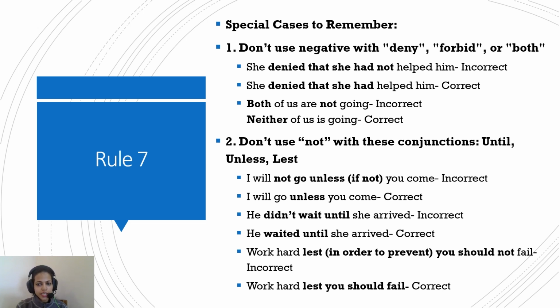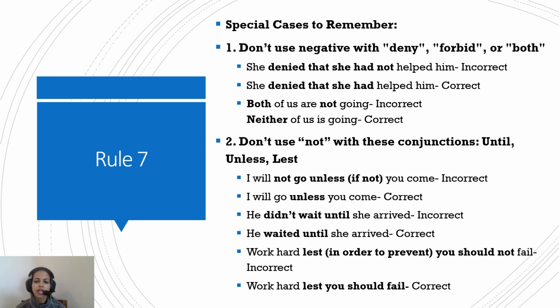So don't use negatives with the words deny, forbid, or both. The words deny and forbid, they both represent negatives. So if you use no or another negative with these words, it will again become a double negative and hence grammatically wrong. And for the word both, there is another more appropriate word, neither. So using both and not again becomes incorrect because the word neither represents a better integration of the meaning. So let's see with examples what I'm trying to say. She denied that she had not helped him. Denied and not helped him is a double negative and hence the statement is wrong.